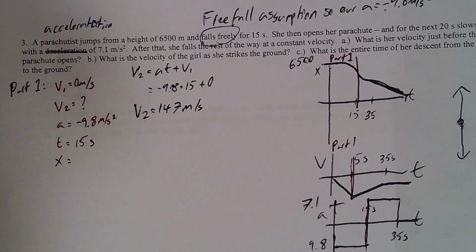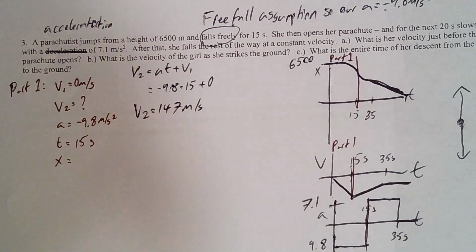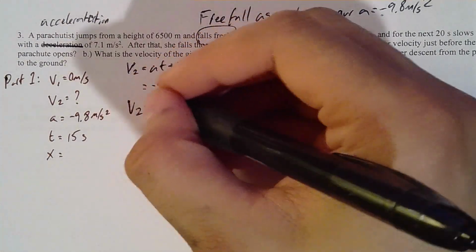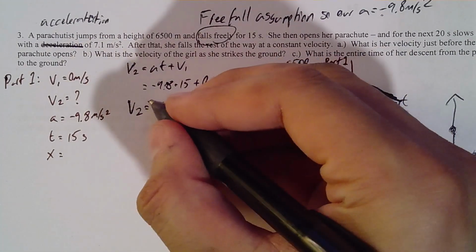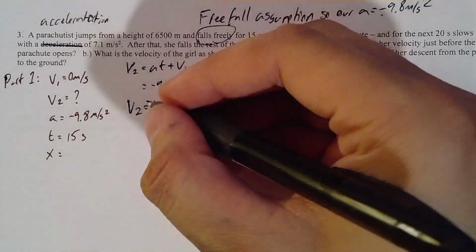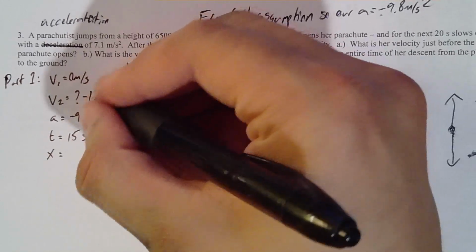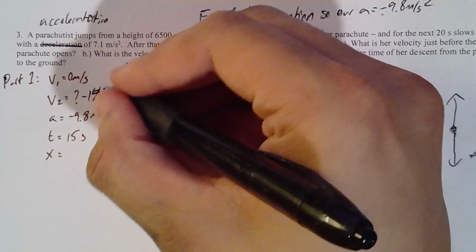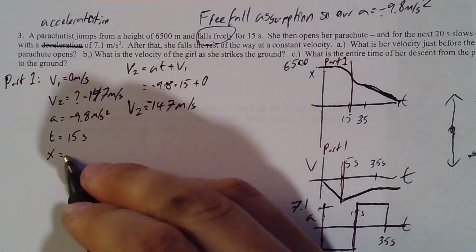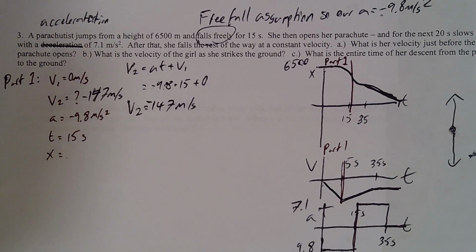Note again, we are keeping this free fall assumption in this. So our acceleration is constant the entire way through. Note as well, I should have a negative in front of this 147. That will be specified right here. Negative 147 meters per second. That is our V2.